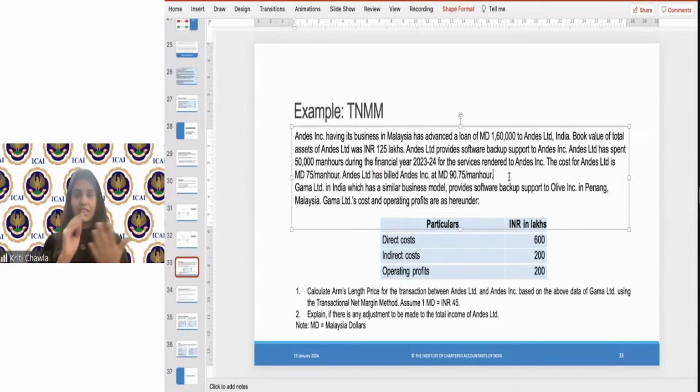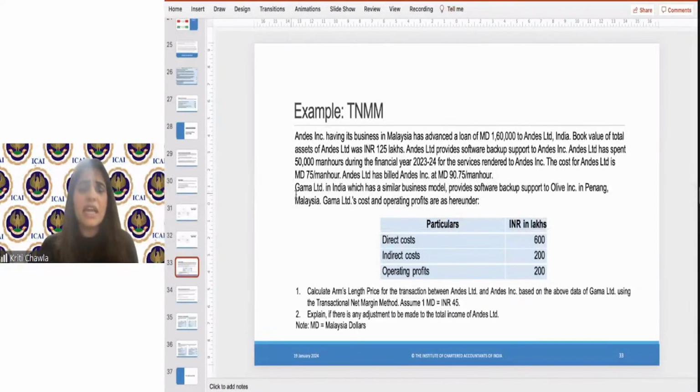That basically means the cost of the Indian entity is 75, and they have billed, as in they have sold it, for 90.75. So it's very easy to calculate the profit because the cost is 75 and the sale price is 90.75. So we can calculate the margin. We will calculate it in a while.